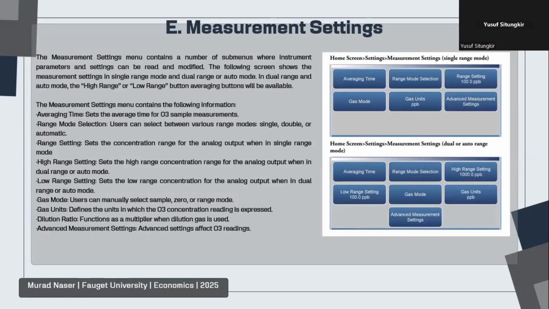Measurement setting: the measurement setting menu contains a number of submenus where instrument parameters and settings can be read and modified. The following screens show the measurement setting in single range mode and dual range or auto mode.